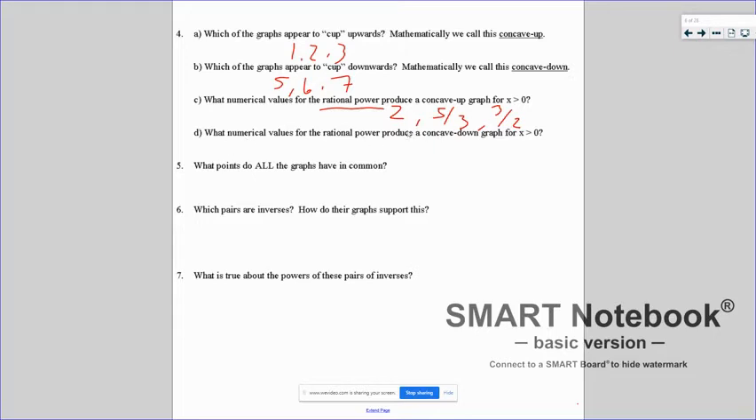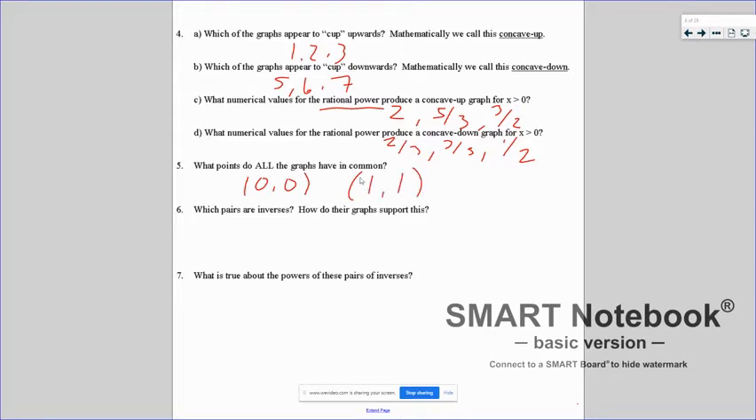And then same question, but now the ones that were concave down, what were the exponents? The exponents were 2/3, 3/5, and 1/2. Number 5, what points do all the graphs have in common? Well, they all go through the points 0, 0, and 1, 1.